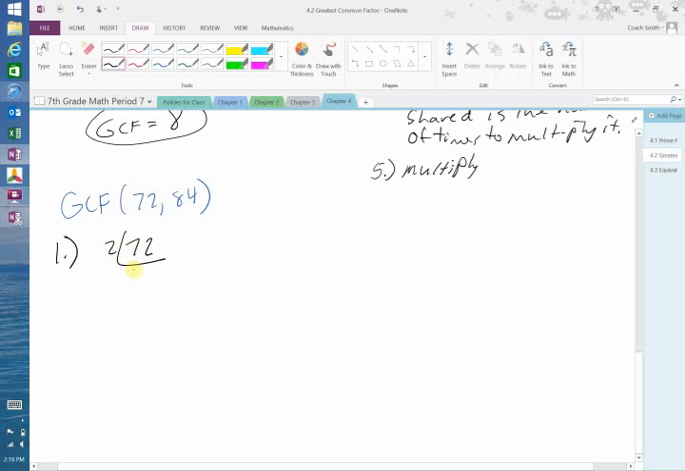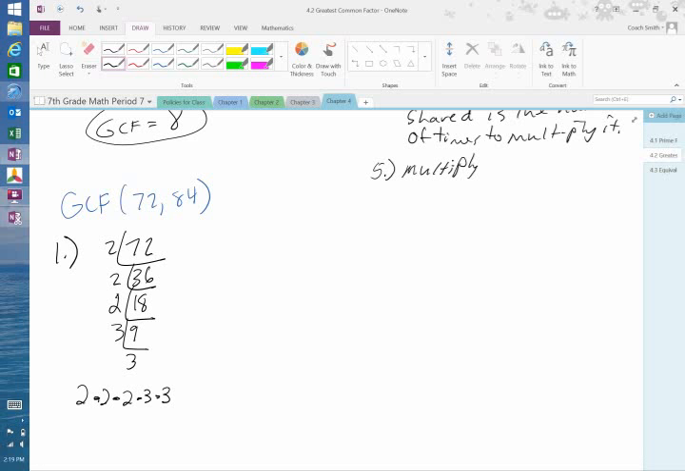72 by 2 is 36, 2 is 18, 2 is 9, 3, 3. So 2 times 2 times 2 times 3 times 3. Now, do not write it with exponents, okay, because then it's hard to tell how many times they have them in common if you do it with exponents. List them out. Don't do it with exponents.